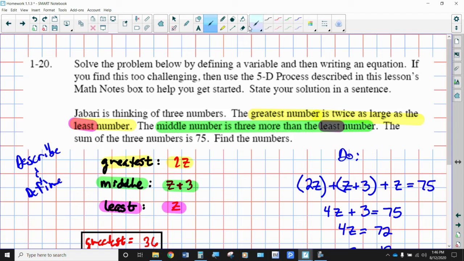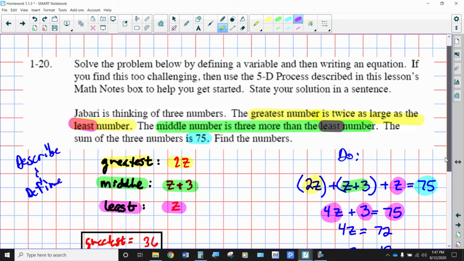Well, we know from our last little bit of information, the sum of the 3 numbers is 75. So we need to add all of those numbers together, but we don't know what any of the numbers are, so we're going to add the expressions to represent each one of those unknowns. So here's your 2z that gets added on to your z plus 3, which gets added on to your z. So we'll combine like terms for a total of 4 z's plus the 3 equals 75.